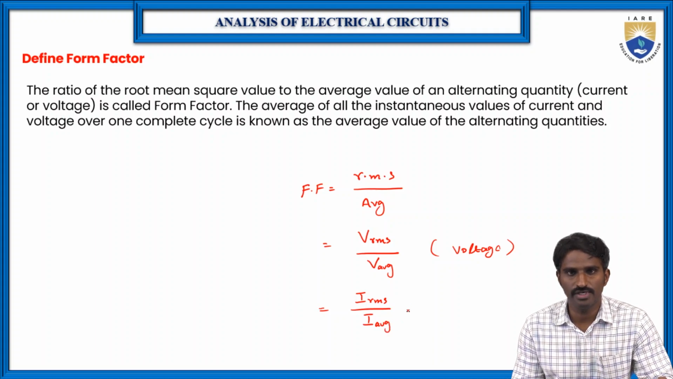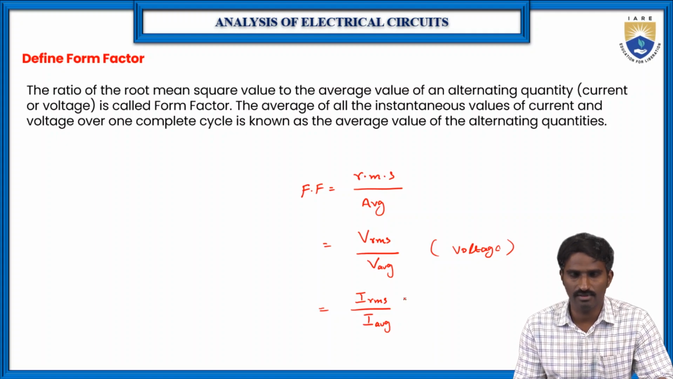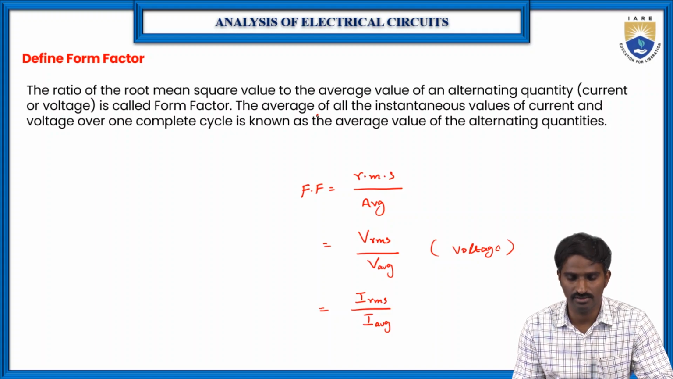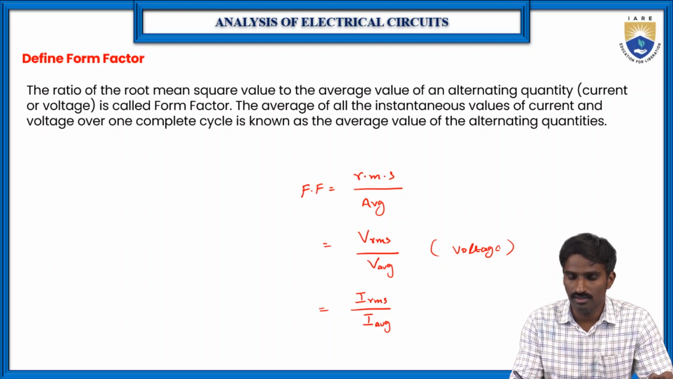We have already discussed what is meant by the RMS voltage and the average voltage, but for reference purposes, here I have mentioned what is meant by the average and RMS voltage. The average means the average of all the instantaneous values of the current and voltage over one complete cycle, known as the average value of an alternating quantity. We have already discussed how to find the average value of a particular periodic waveform, and we have seen the standard equation.